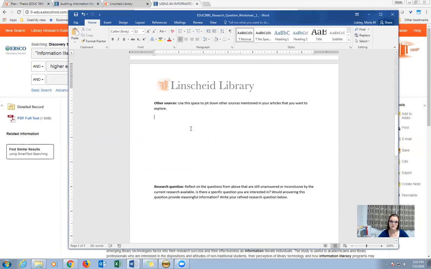So this other sources space, let's say in my articles I read about standards for information literacy, or I read about a law that was passed that mandates information literacy to be taught. I would want to write down the name of the standards or the name of the law and look those up later. And I may not be looking them up in library databases. I may be using just a general internet search to find out more information, because that would have an important impact on my topic and it may influence my question or my methods.